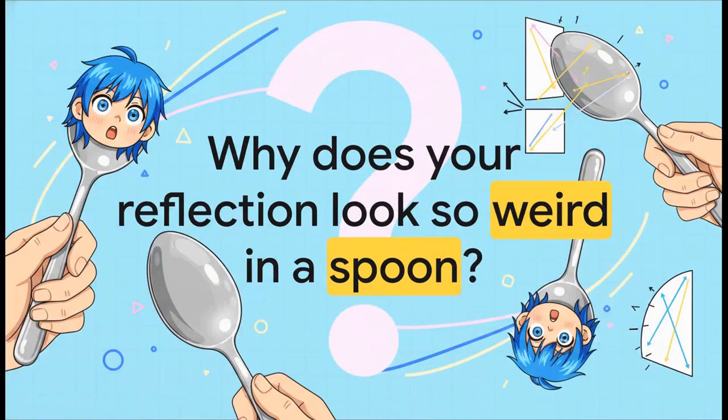All right, let's start with something you've probably done 1,000 times. You pick up a shiny spoon, you look into the part that holds the soup, and boom, your face is upside down. Then you flip it over to the curved back, and suddenly you're right side up, but all stretched and distorted. So what on earth is going on there? This simple little experiment is actually the perfect gateway to understanding how curved surfaces can twist and turn light.